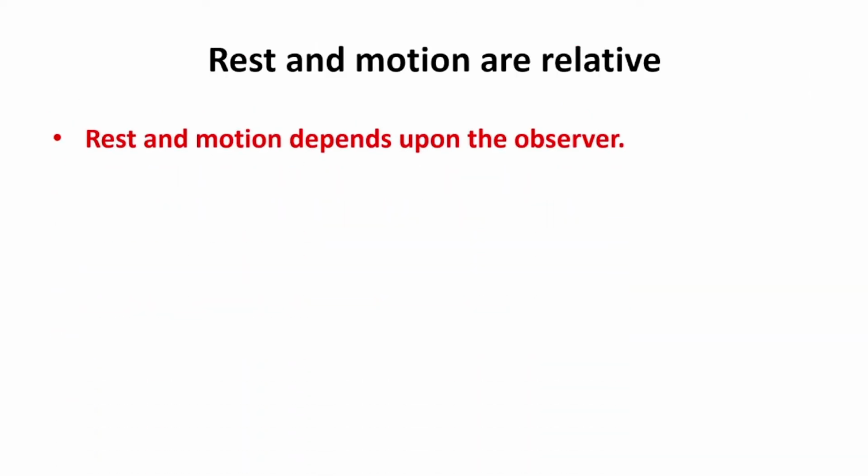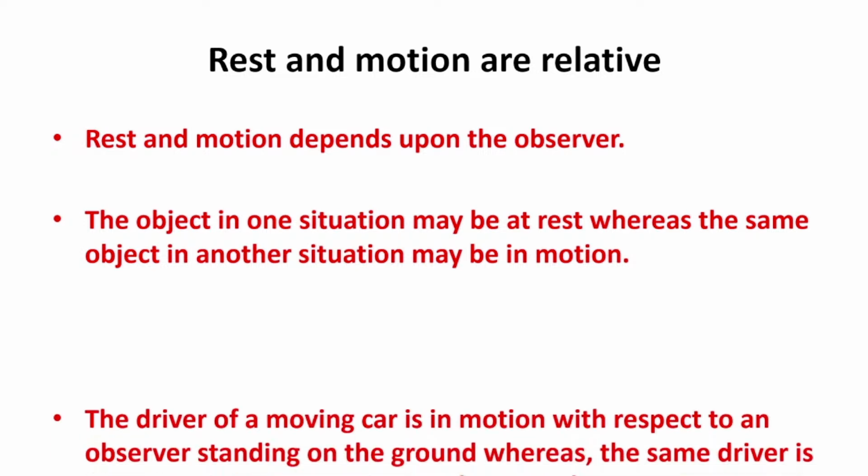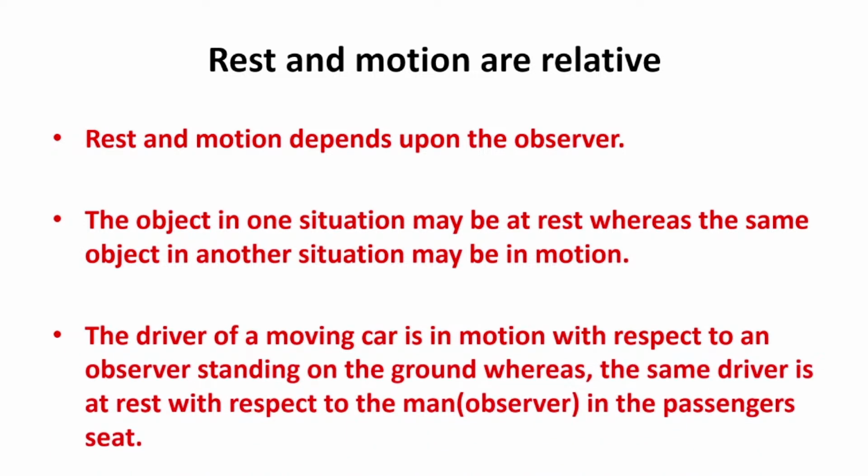Rest and motion depend upon the observer. An object in one situation may be at rest, and in another situation may be in motion. You may observe this in a car. The driver of a moving car is in motion with respect to an observer standing on the ground. But for a man sitting in the passenger seat beside him, the driver is at rest. So it depends upon the person whether the object is at rest or in motion.